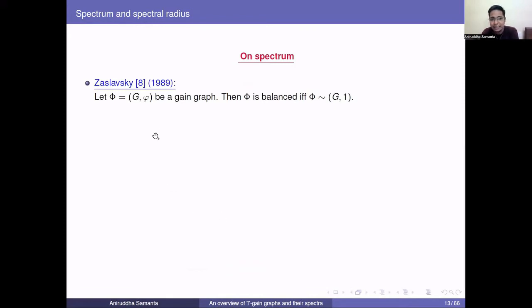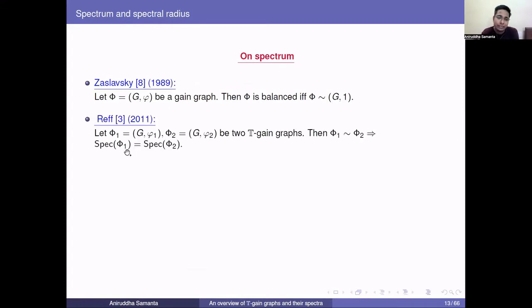Zaslavsky in 1989 proved that a gain graph phi is balanced if and only if phi is switching equivalent to the underlying graph, that is basically G comma 1. Here our gain is 1, meaning we are taking the gain of all edges to be 1. So that is basically the underlying graph.